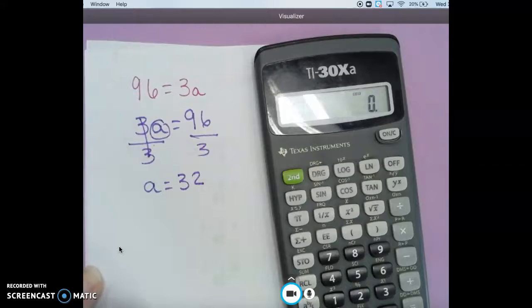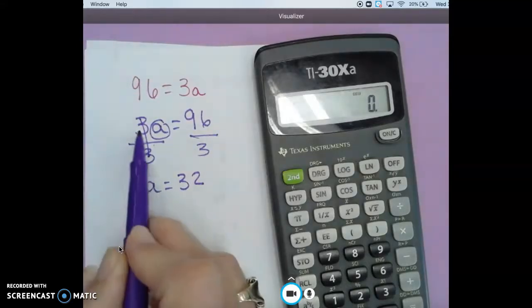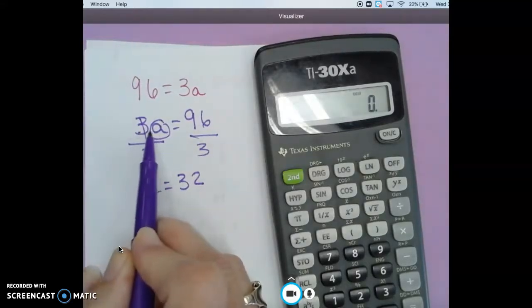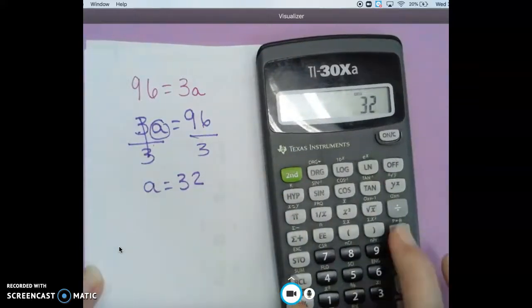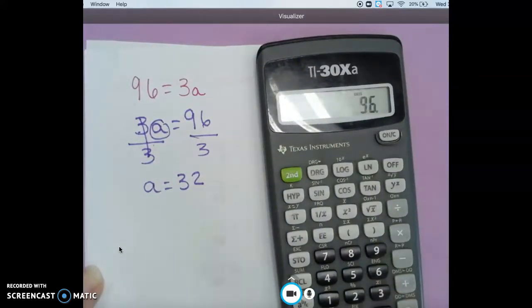And if I want to double check that, I'm going to say 3 times 32, which is 3 times a, and make sure that gives me that 96. So 32 times 3 does give us that 96 that we were looking for. So we know we got that one right.